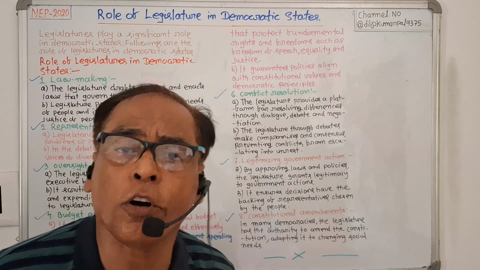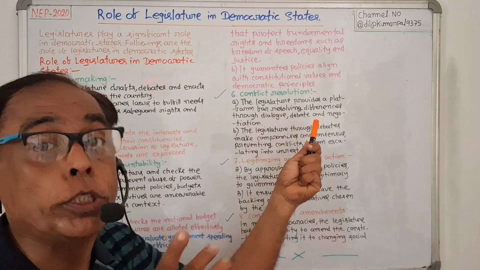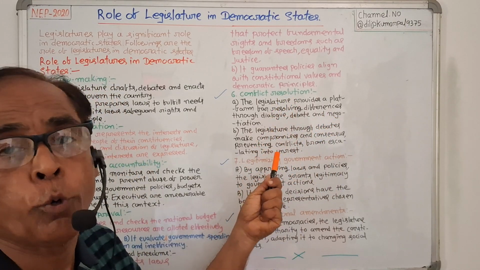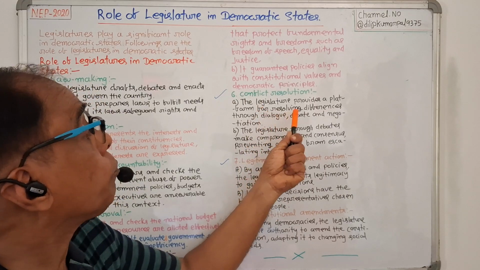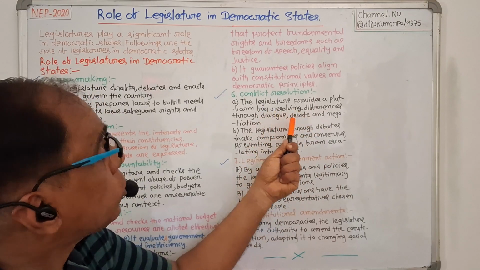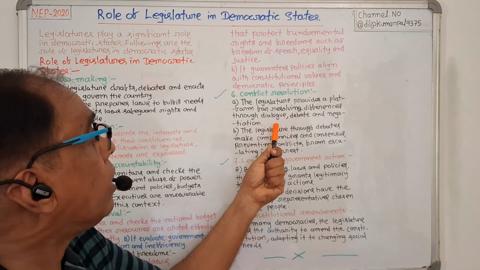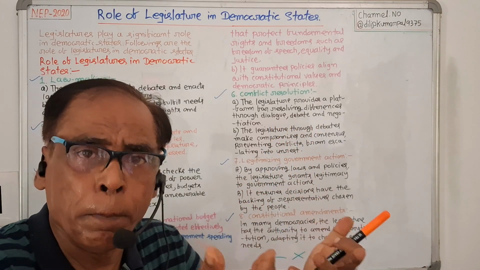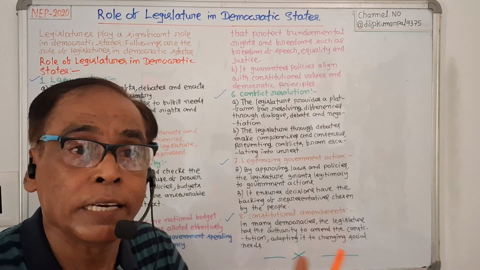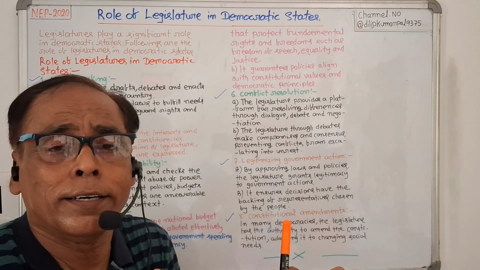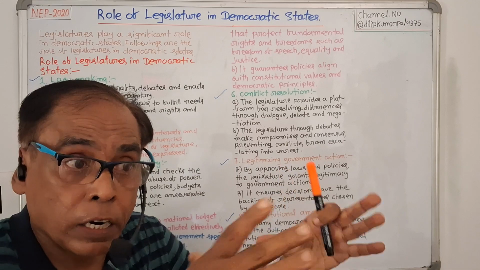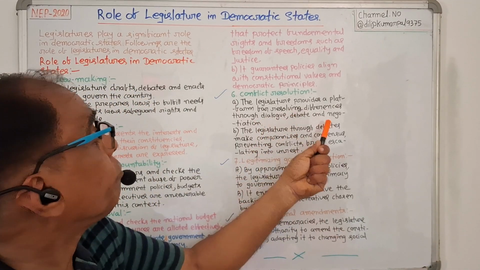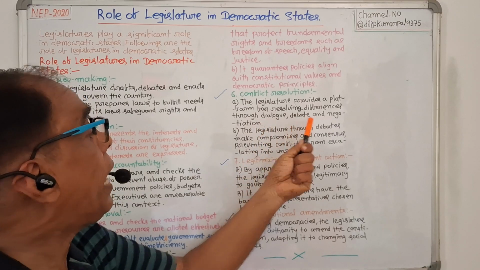Then the sixth important function of the legislature is conflict resolution. What is conflict resolution? Under conflict resolution there are two functions. Number one, the legislature provides a platform for resolving differences through dialogue, debate and negotiation. It provides a place where differences and conflicts are discussed.